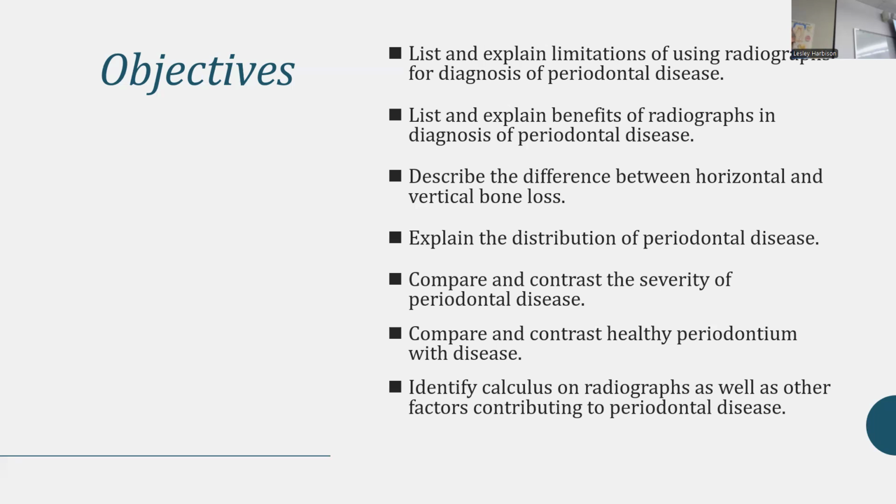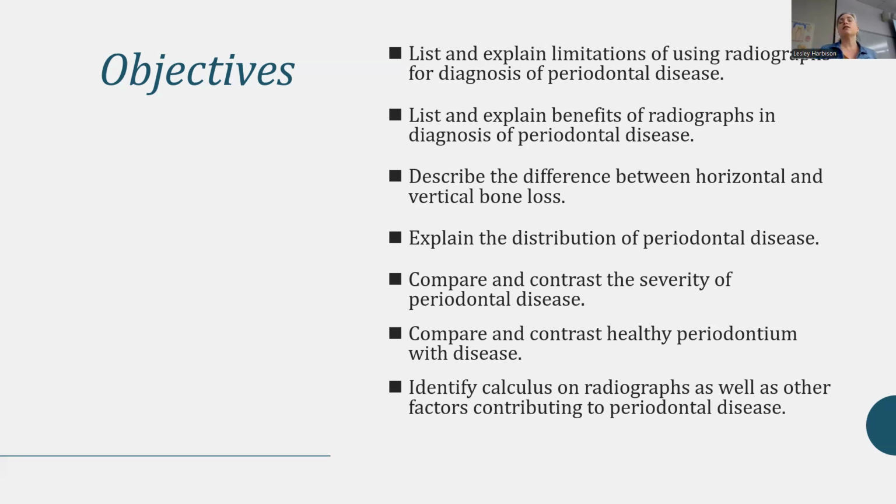So we're going to list and explain the limitations of radiographs when it comes to looking at bone levels and diagnosing, list and explain benefits of radiographs for interpreting and diagnosing periodontal disease, describe the difference between horizontal bone loss and vertical bone loss, so different ways that bone loss can manifest itself, explain the distribution of periodontal disease. And this also goes for gingivitis, localized versus generalized. I don't know if that's been touched on yet in Sarmiento's class. Compare and contrast the severity of periodontal disease, so we just look at the different stages and grading.